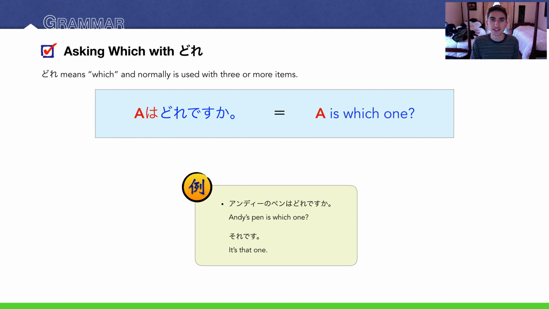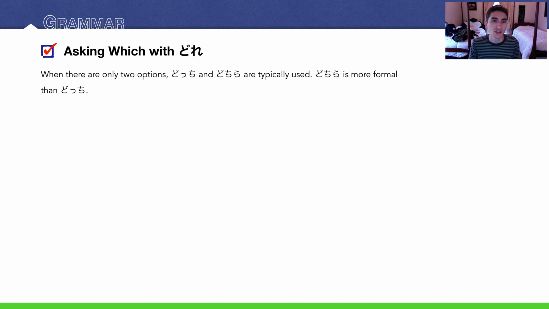And you could answer by saying sore desu, or kore desu, or are desu, depending on its location relative to you, right? Now you might be thinking, why don't you just translate it as which one is Andy's pen? Well, I'm translating it this way on purpose, and I'm going to be translating it this way throughout the lesson for a reason. You'll see as we get to coming lessons. This is intentional, okay? Don't worry about it for now.